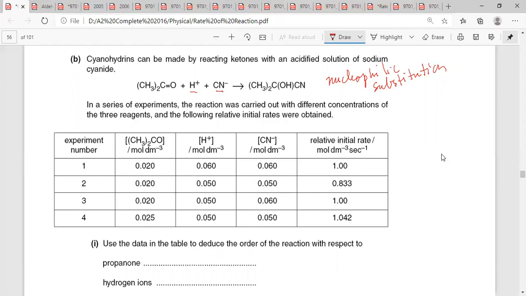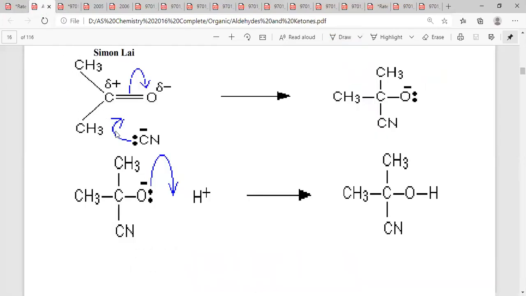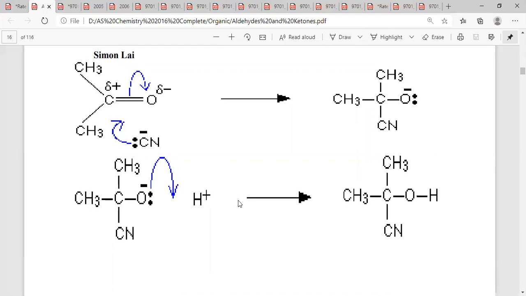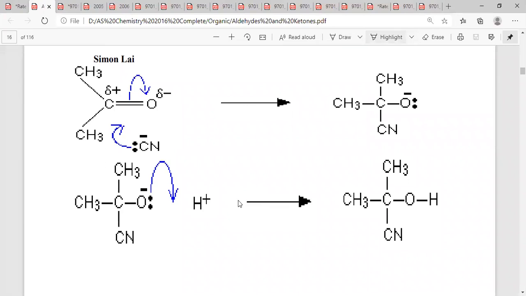It's a nucleophilic addition, and we did this in your AS. I show you here. Remember, this is AS. The mechanism is two steps, step 1 and step 2. It's important later that you find these steps, and after that, it's very important to know the mechanism.